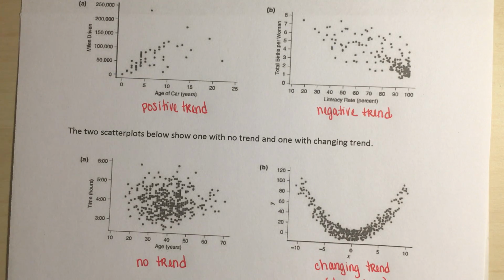So anytime we see something that looks like this, or maybe it goes increasing to decreasing, what we see here is a changing trend. Right? So we can either have positive trend, negative trend, no trend, or changing trend.